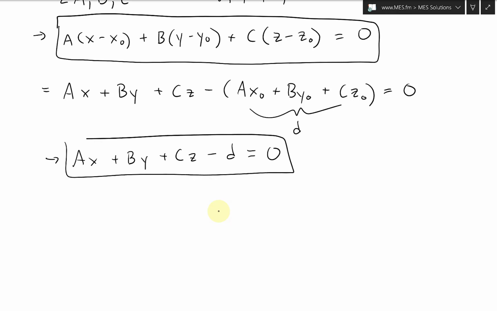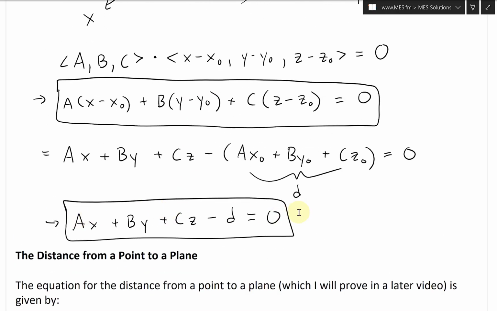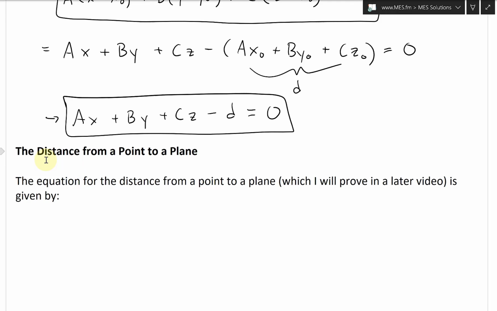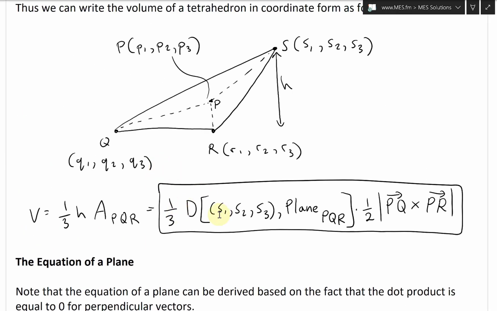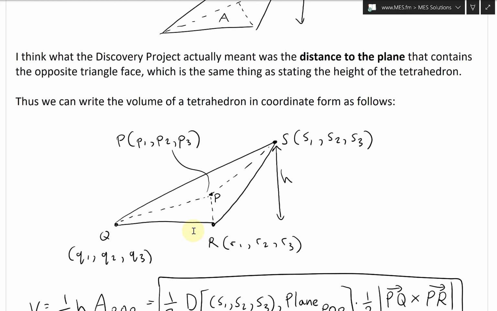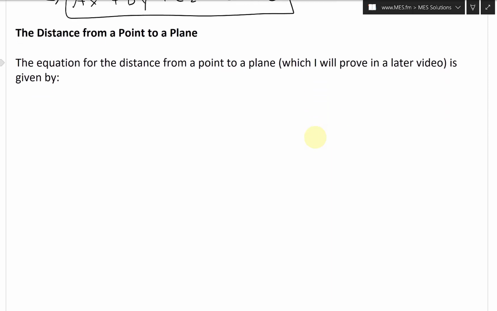So this is the equation of a plane that's usually given. Alright, so now that we have the equation of a plane here, the next step is we need to find the distance from a point to a plane, because remember, this is the distance from the point S to the plane PQR that contains the triangle PQR. The equation for the distance from a point to a plane, which I'll prove in a later video, is a bit out of the scope for this video right now.